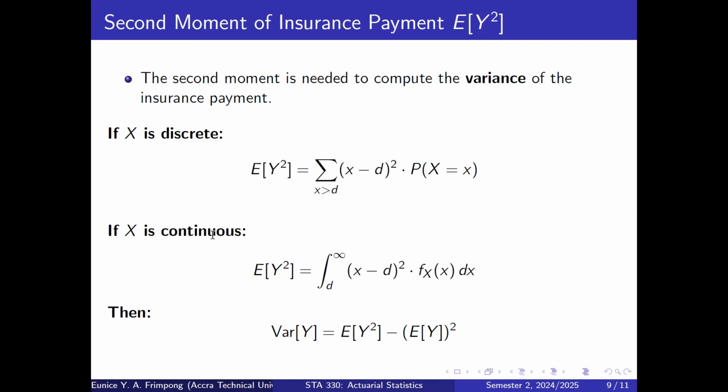Now for continuous X, we have the same system. In this case, we use the integral and the PDF. Take note that X minus D is squared. Therefore, we have the variance of Y given as the expectation of Y squared, which is the second moment, minus the expectation of Y all squared, which is the first moment squared. This variance helps us understand the risk or uncertainty in the insurer's payments.